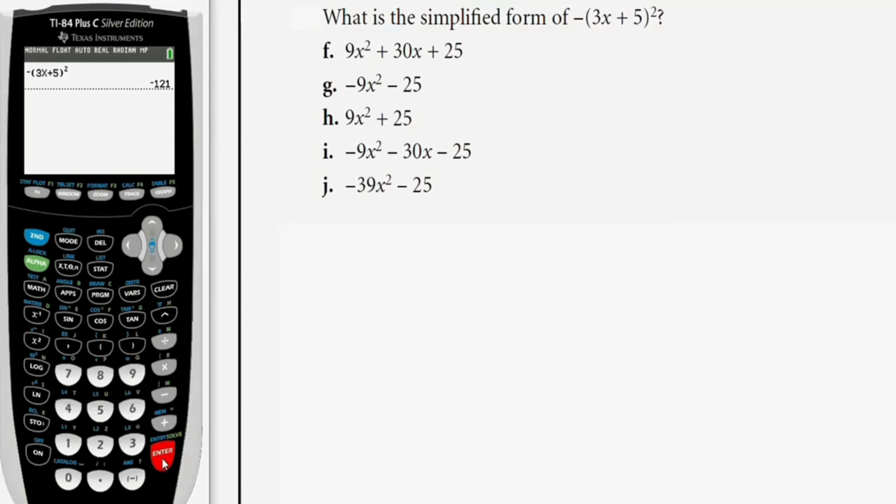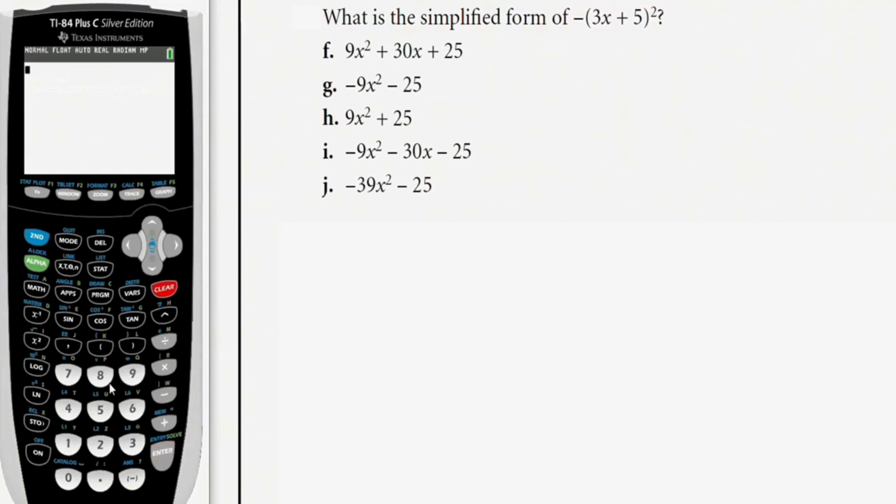Right now we're going to simplify the options. Any one that gives us minus 121 will be the answer to this question. So let's begin with option J. Option J, we have it to be minus. Again, it starts with a negative sign, so make use of this button. Minus 39x square, minus 25. So let's press enter. No, we got minus 121.